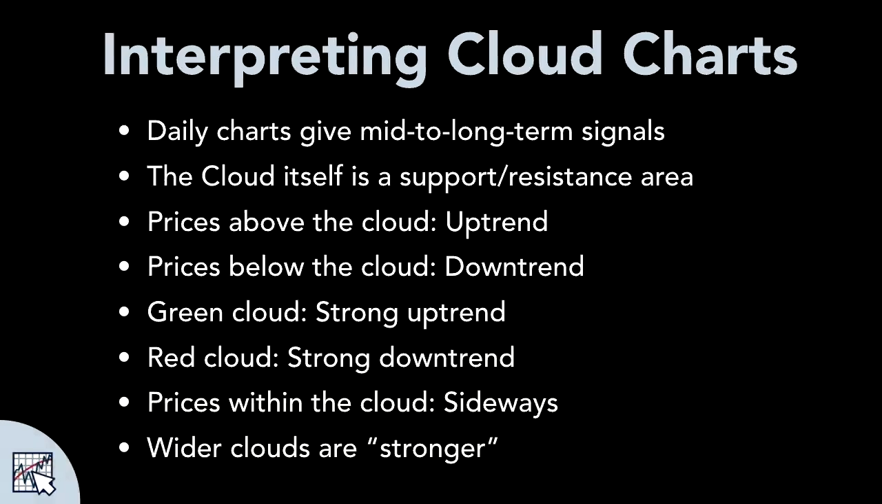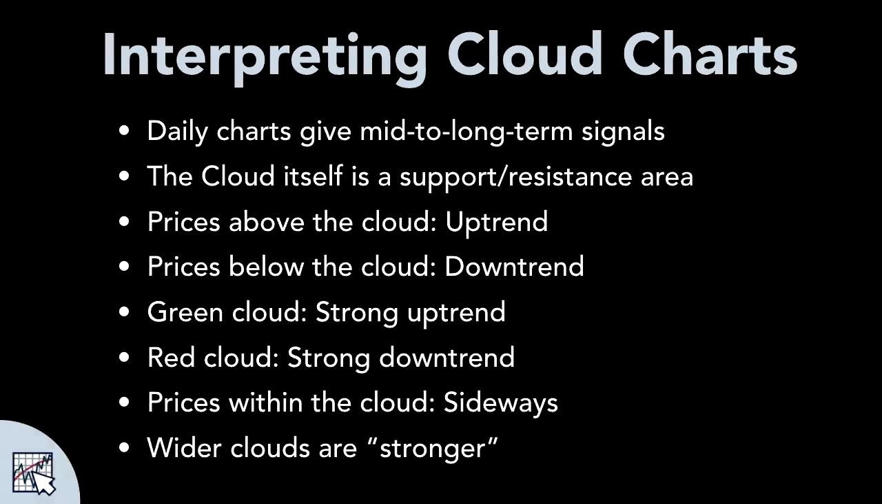Prices above the cloud mean we're in an uptrend. Prices below the cloud mean we're in a downtrend. If the cloud's green, then the uptrend is strong. If it's red, the downtrend is strong. And as I mentioned, prices within the cloud show indecision. In other words, it shows sideways movement.